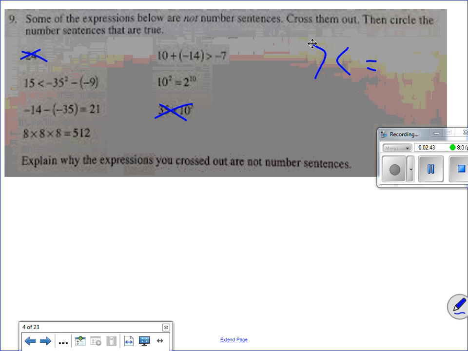Now let's take a look at the ones that are true. Up here, let's start in the top right. That's where I'm starting. 10 plus negative 14, which means I would have a negative 4. Is negative 4 greater than negative 7? It is. I'm going to circle that. 10 to the second power is 100. 2 times 2 times 2, 10 times.